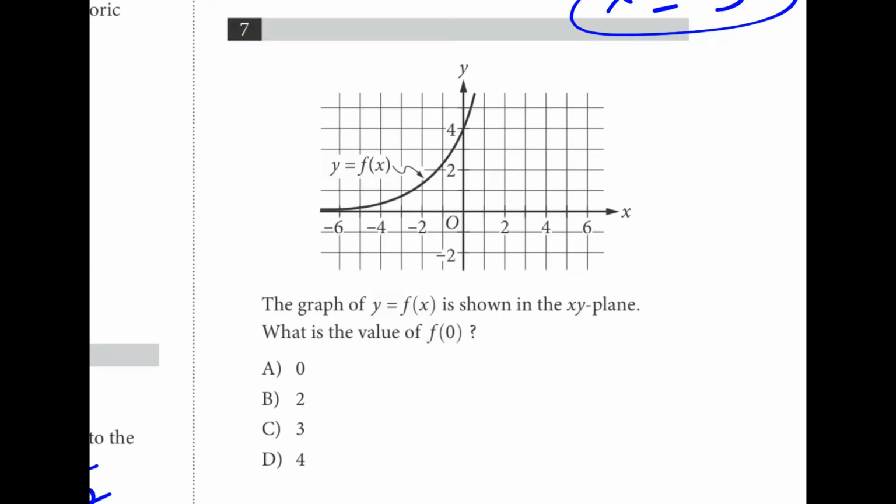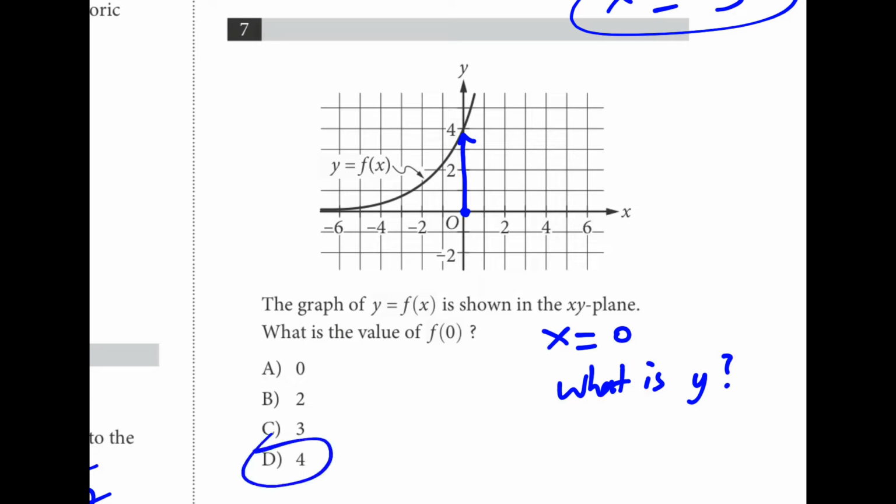Number 7 requires you to understand function notation. F of 0 just means when x equals 0, what is y? And if you got that, this is a pretty easy problem, because here's x for 0, and we follow it up, and the answer is 4.